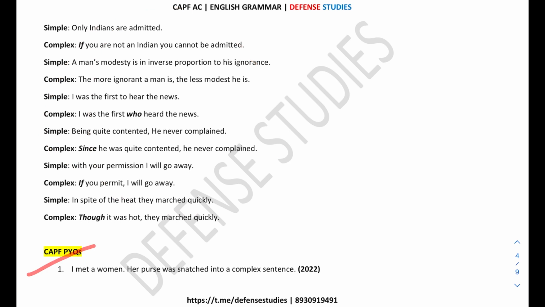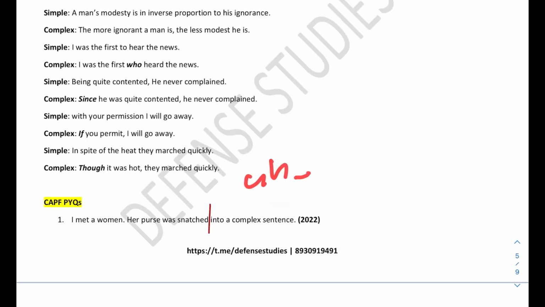Now coming directly to the CAPF previous year question. I met a woman. Her purse was snatched. You need to convert this into a complex sentence. The sentences are: I met a woman. Her purse was snatched. So you can simply write: I met a woman whose purse was snatched, right? So you can use the conjunction whose.